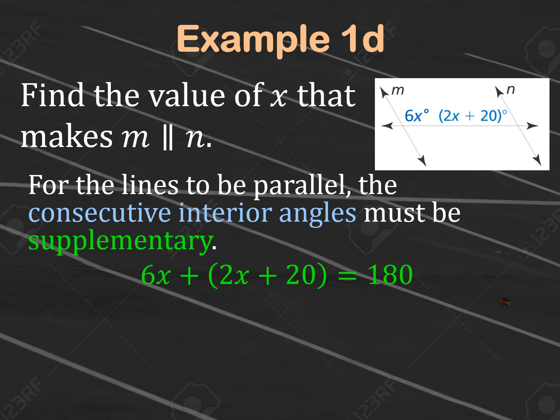So 6x plus the quantity 2x plus 20 has to equal 180. Combine like terms, you get 8x plus 20 equals 180. Subtract 20 from both sides and divide by 8. And again, you see that x is equal to 20.